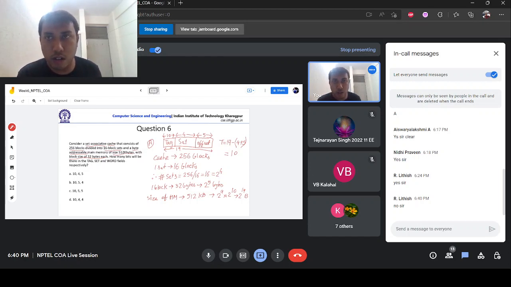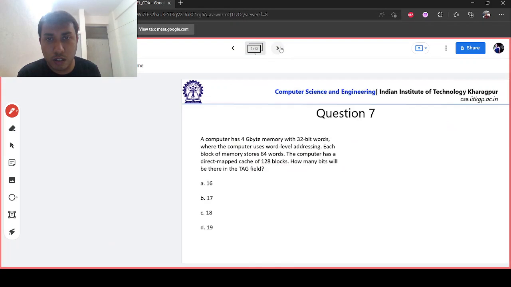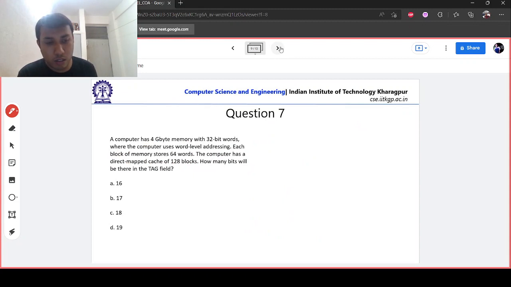Okay, so let's go to the next question then. This says a computer has 4 gigabyte of memory with 32-bit words, where the computer uses word level addressing. Each block of memory stores 64 words. The computer has a direct map cache of 128 blocks. How many bits will be there in the tag field?